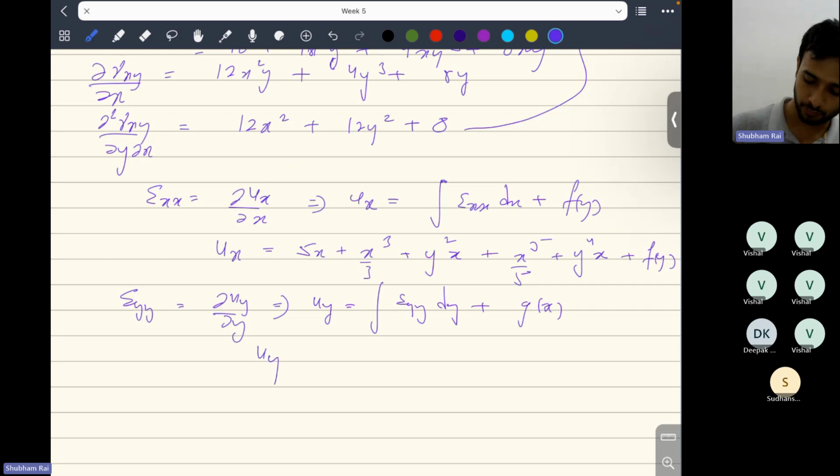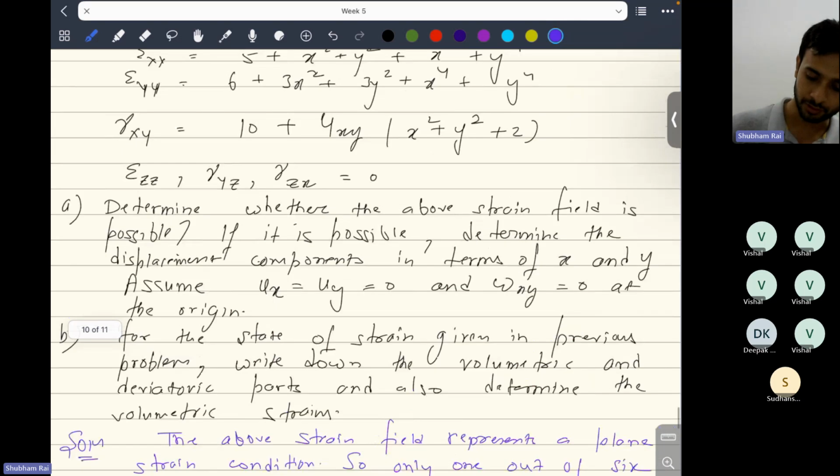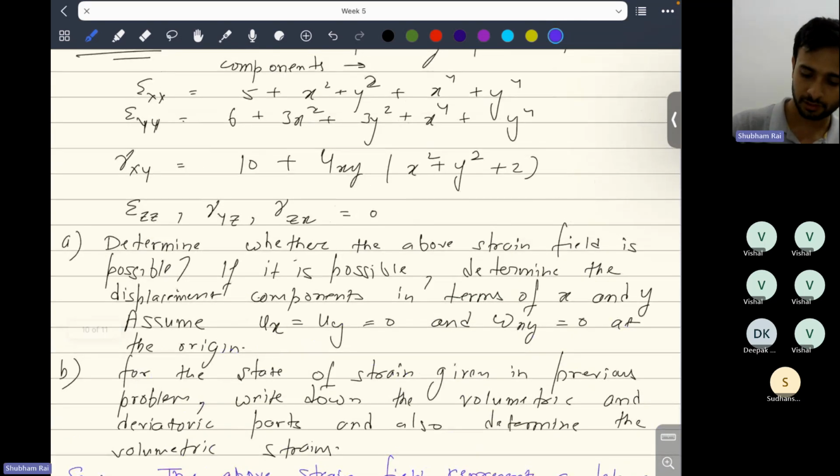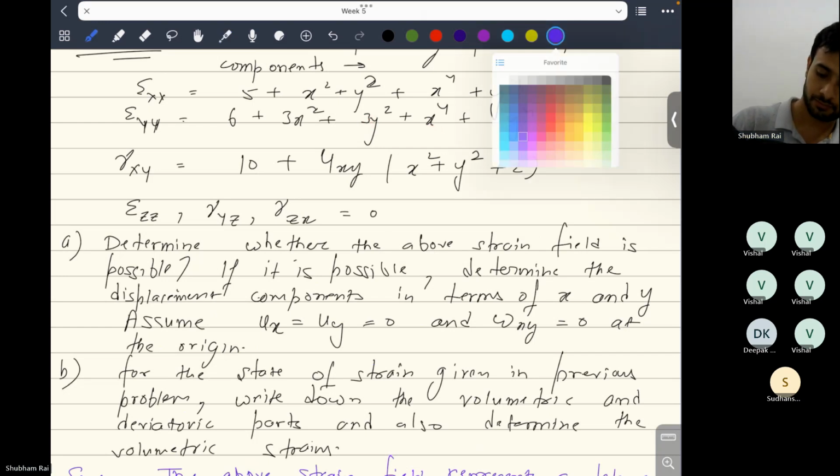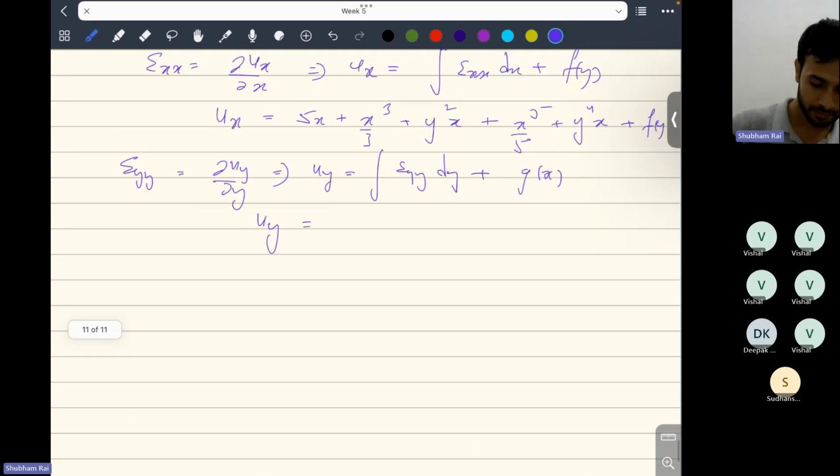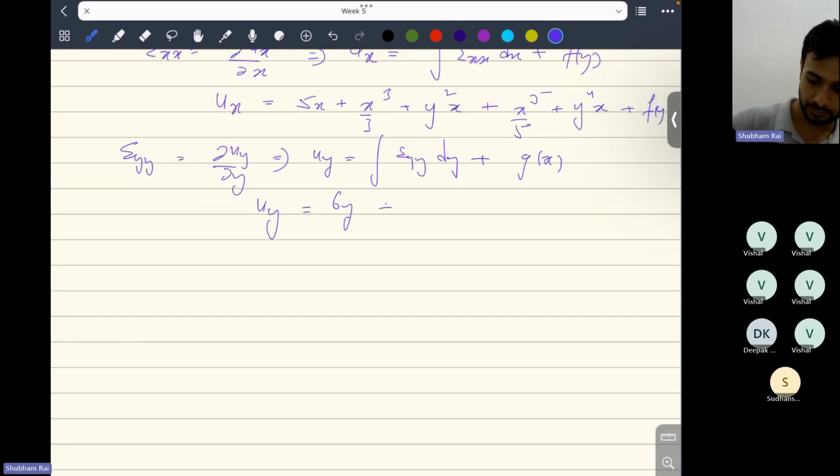Now if you integrate εyy with respect to y, εyy is given to you here. If you integrate this, you get 6y, 3x²y plus y³, plus x⁴y plus y⁵/5. So writing here, we'll get 6y plus 3x²y plus y³ plus x⁴y plus y⁵/5 plus g(x).